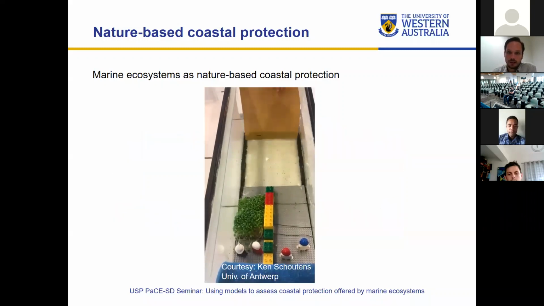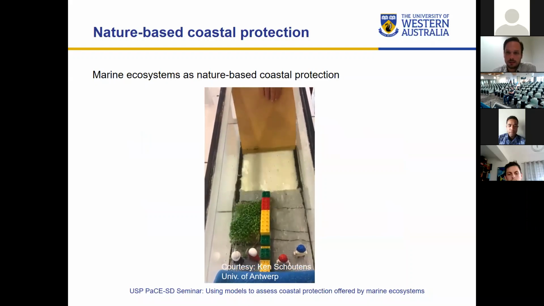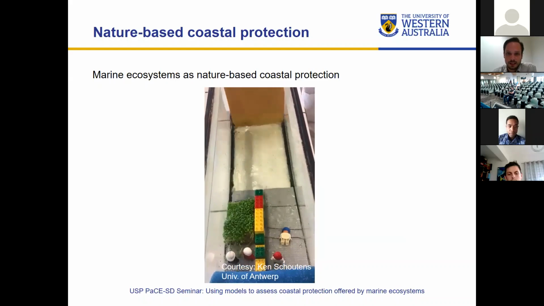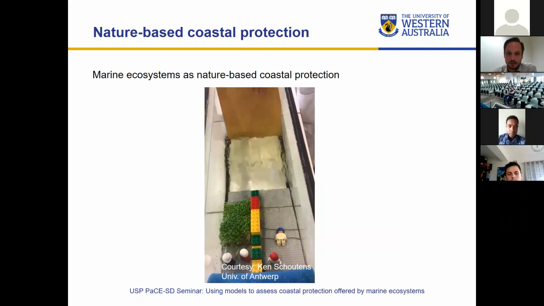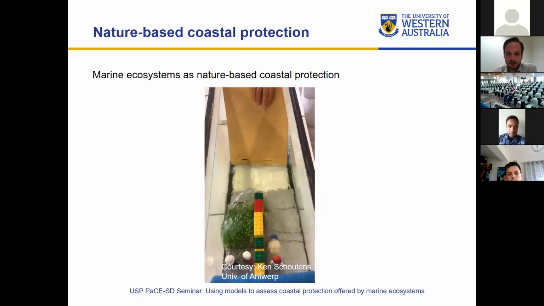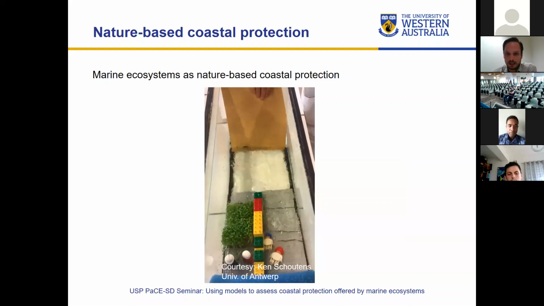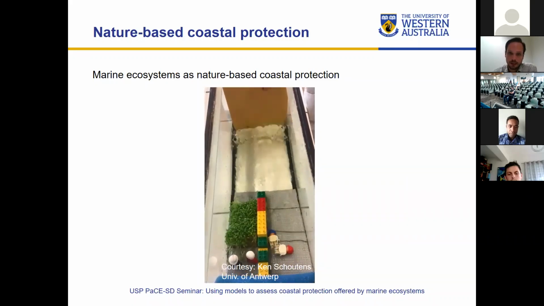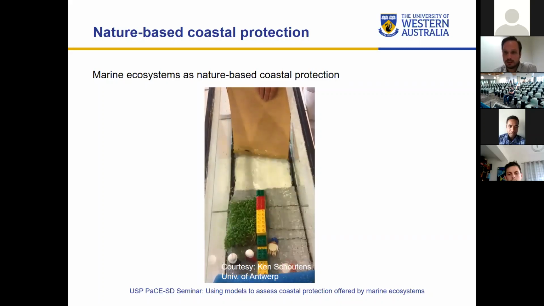Another way to show this is in this video. I'm not sure if videos work very well via this system, but hopefully it does. What you basically see here is someone made a very simplified flume experiment. They put Duplo dolls on the beach and generated some waves where on one side there's some sort of vegetation, I think it's watercress, and the other side there's not, just to show you the idea.